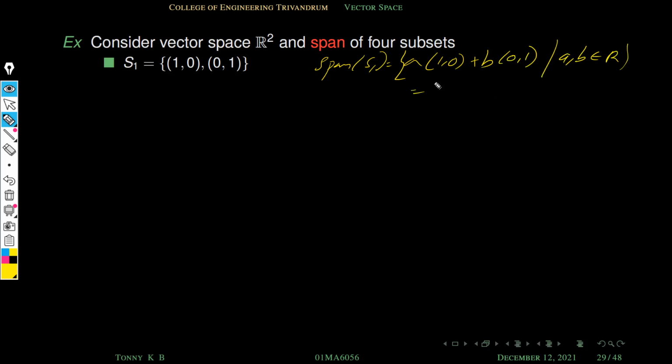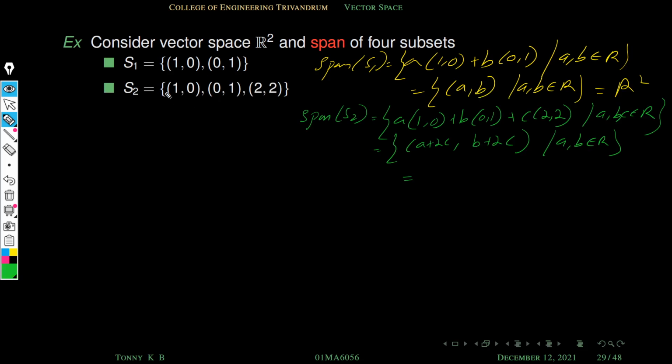And what is this? This is nothing but the set of all (a,b), where a, b belong to R. And this is our R square. Clear? So in this example, S1 is a spanning set for R square, because the span of S1 is R square, as it contains all the ordered pairs.